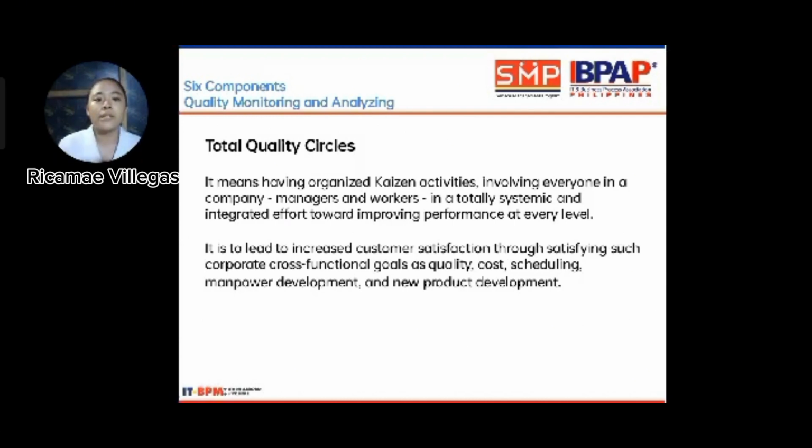Total quality circles. It means having organized Kaizen activities involving everyone in a company, managers and workers, in a totally systematic and integrated effort toward improving performance at every level. It is to lead to increased customer satisfaction through satisfying such corporate cross-functional goals as quality, cost, scheduling, manpower development, and new product development.